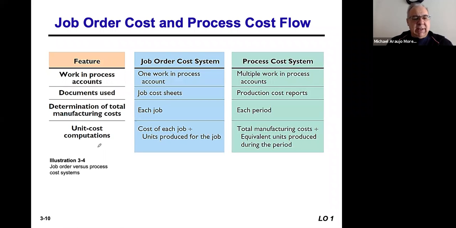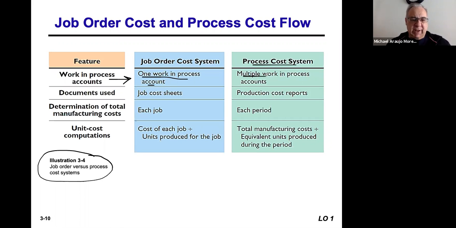So here is the illustration that comes right from your book, showing that in terms of work in process, in the job order cost system, we only used one work in process account. For this particular chapter, we'll be using multiple accounts. Okay. The documents that we used for the job order cost system were those job cost sheets. The documents that we're using are production cost reports that you're going to be learning about.